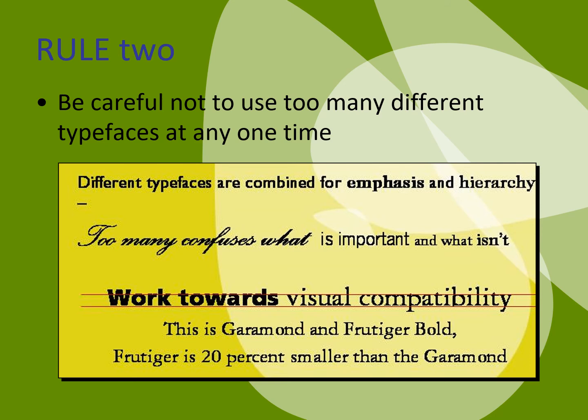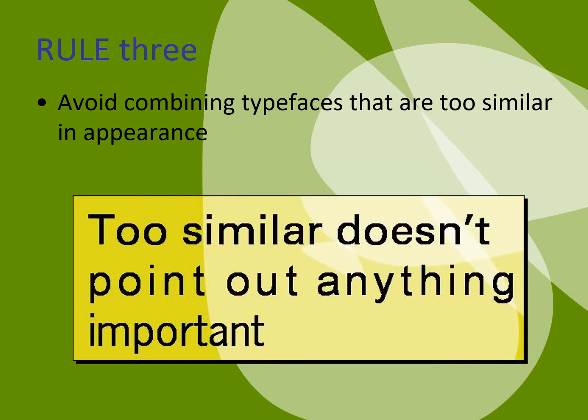And then you can see some are so similar, like at the bottom, the Garamond and Frutiger Bold, they're so similar you can hardly tell the difference. So that doesn't make any sense to switch fonts between those two. Too similar doesn't point out anything important. So there's an example of three different fonts that are so similar, it just looks kind of strange.